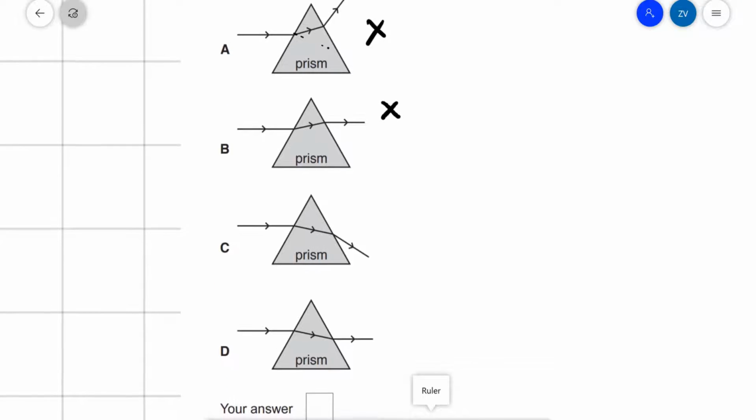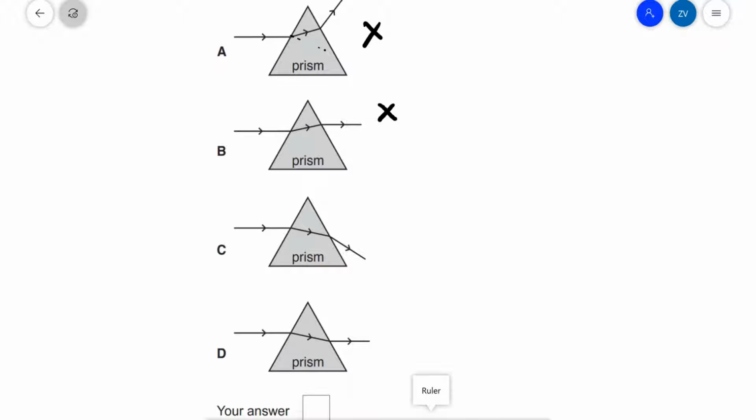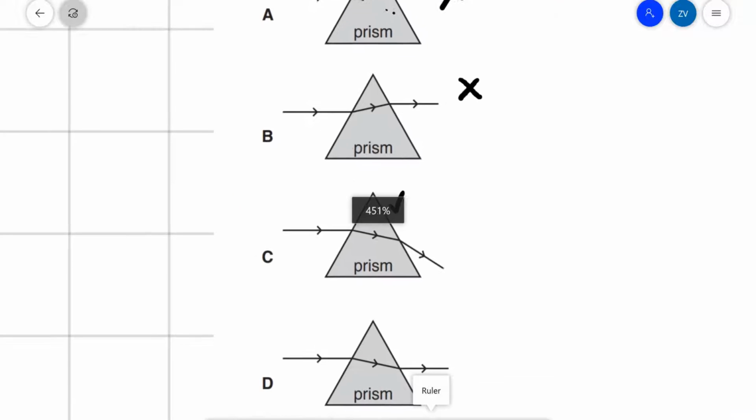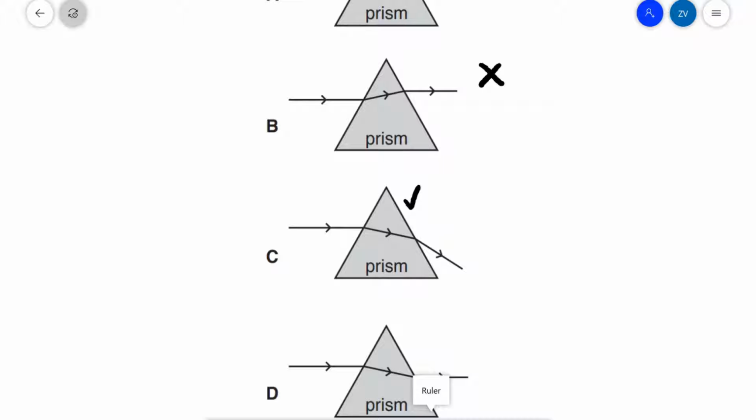Now in case C, it is bending towards the normal over here, so as soon as it enters the prism, it bends towards the normal, which is correct, and as it leaves, it bends away from the normal because it is leaving into a lower refractive index. So C has got to be correct.